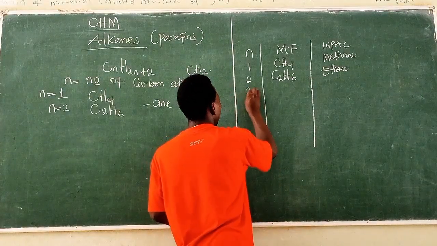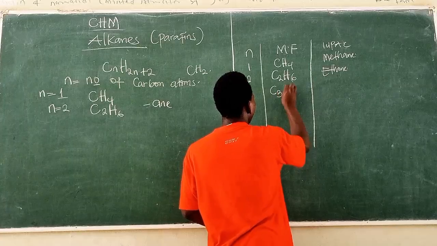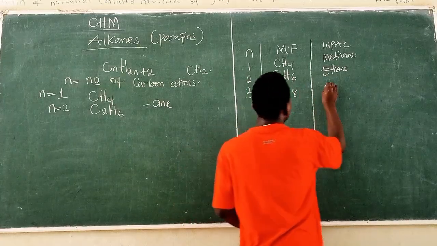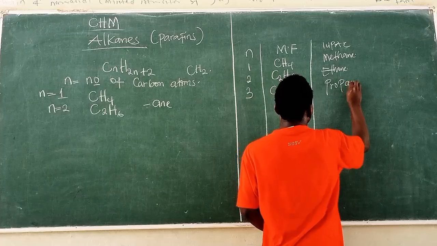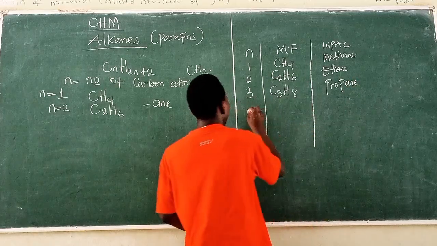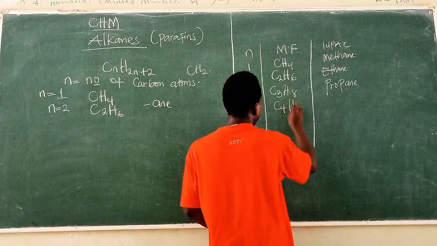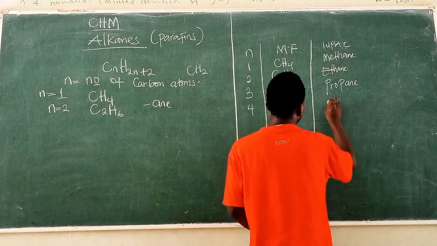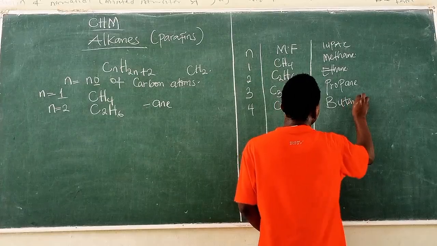When our n is equal to 3, we have C3H8, which is the third member of the alkane family, called propane. When our n is equal to 4, we have C4H10, which is the fourth member of the alkane family, called butane.